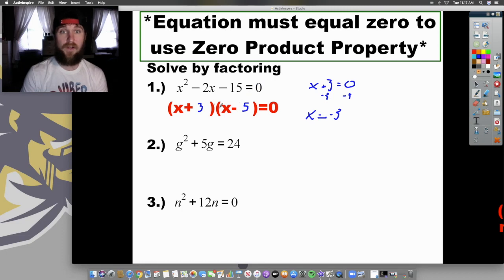Repeat that same process for the second part, because this one could also be 0. And if I don't want to write it down, 5 minus 5 is 0. So the other answer would be positive 5.